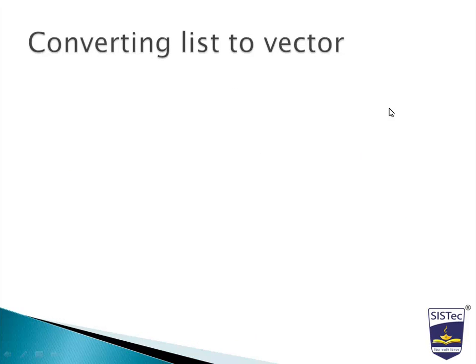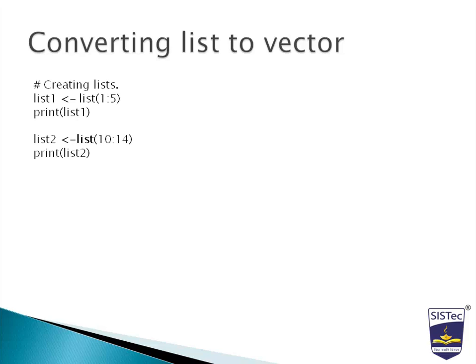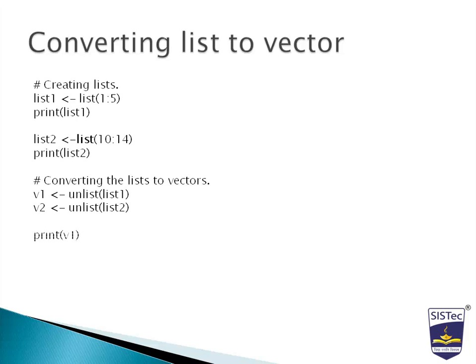Now let's discuss how we convert a list into a vector. To see this, let's have a look at this program. Here we create list 1 with the sequence 1 to 5, and then we create list 2 with sequence 10 to 14. We convert these into vectors using the function unlist. Vector v1 contains the unlisted elements of list 1 and v2 contains the unlisted elements of list 2.